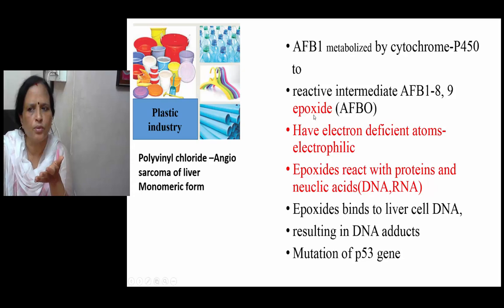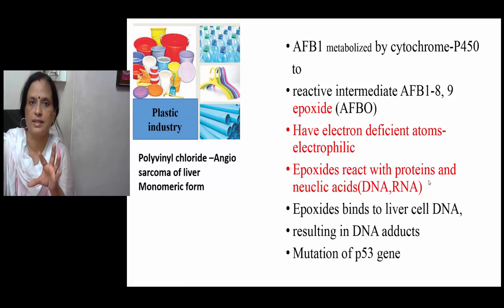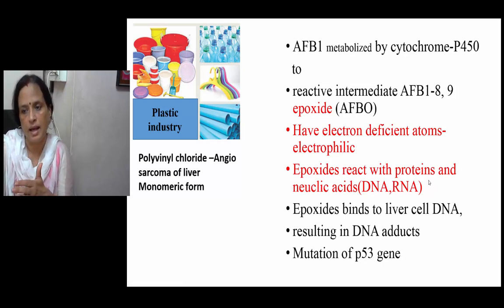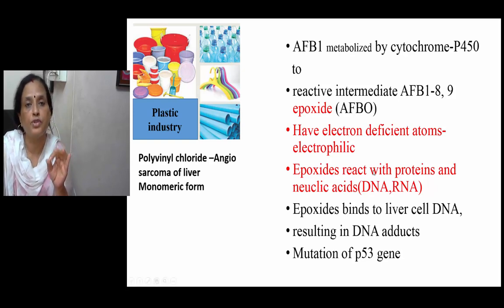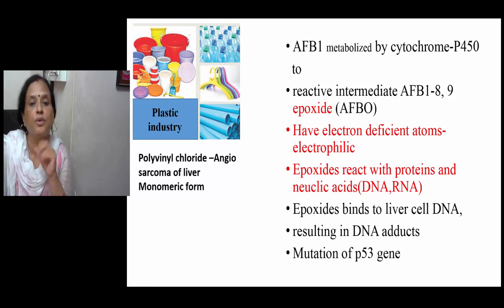These epoxides we know are electrophilic and have electron deficient atoms. So they react with the proteins of the cell and the nucleic acids, DNA and RNA. So when they bind to the liver cell DNA, it results in adducts. And in addition, you should remember aflatoxins are known to produce mutation of P53 gene also.